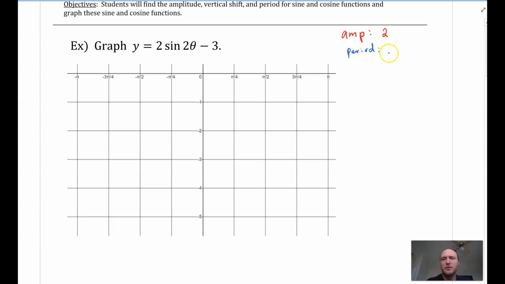It's going to repeat every 2 pi divided by its b value, which in this case is 2. So 2 pi divided by 2 is pi. Every pi we will repeat. And then our midline is our k value, and that is -3. So we're shifting down 3. So I'll go ahead and draw my midline.